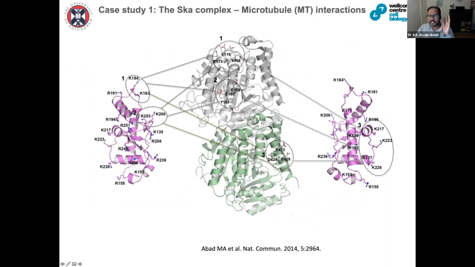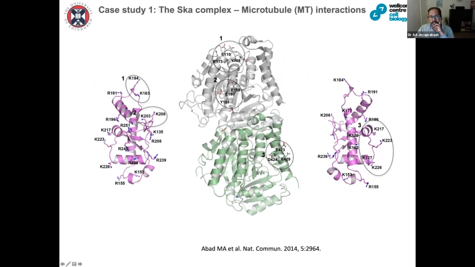So this analysis made us reach three main conclusions. First of all, the sites on the SCAR1 microtubule binding domain that we identified to be critical for microtubule binding showed contacts with alpha and beta tubulin. Secondly, the data suggested that SCAR1 might bind microtubules in multiple different modes. So the binding modes could be different.